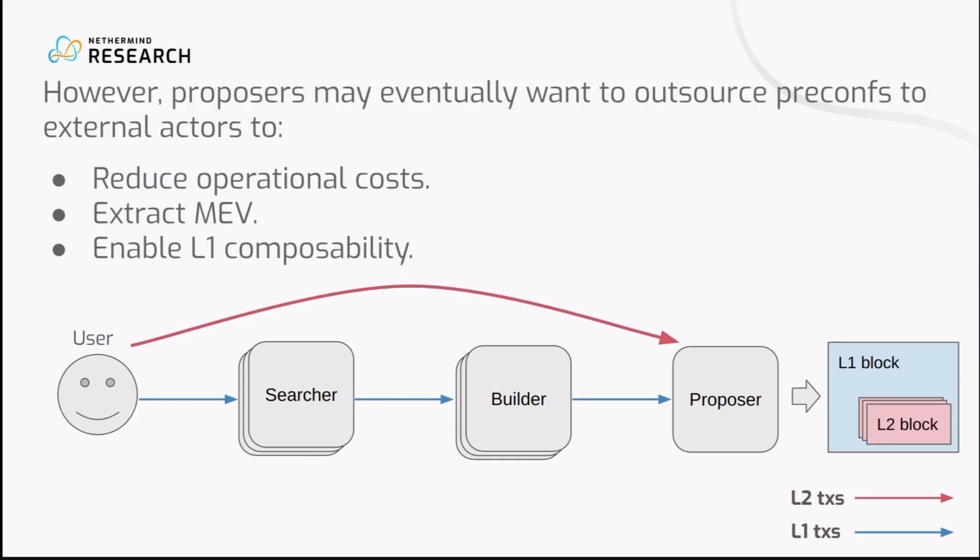However, proposers may eventually want to outsource their pre-confirmation duties to external actors. This might be to reduce the operation cost, because at the L2 block level, pre-confirmations using mempool have an operation cost that is much lower than other designs. However, there is still a cost of constructing the L2 blocks and publishing them to a P2P. They might want to reduce that cost. Furthermore, they want to extract MEV from these L2 blocks being constructed, and extracting MEV requires sophistication. And they might want to enable L1 composability.